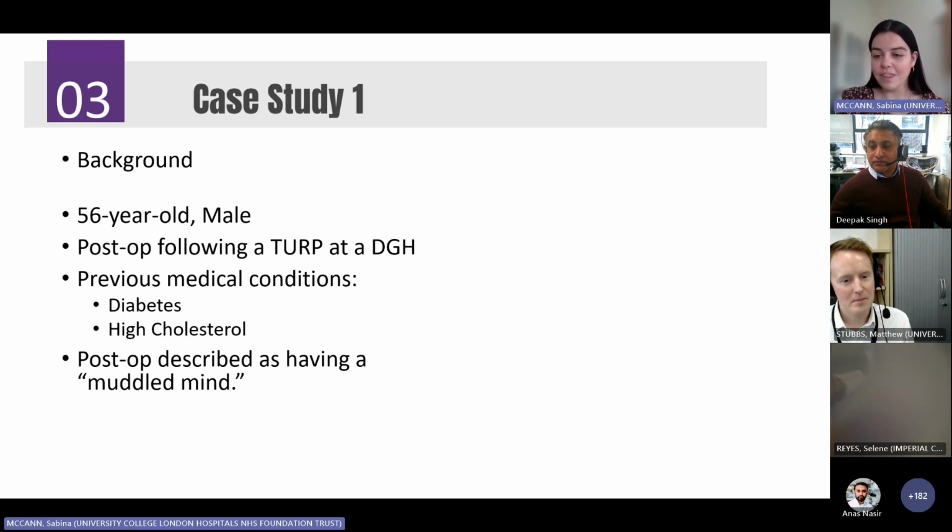Okay, so there's a few responses. I'm going to close the poll now. So the correct answer is muddled mind. As Matt spoke about earlier, neurological impairment is quite a clinical feature of TTP.